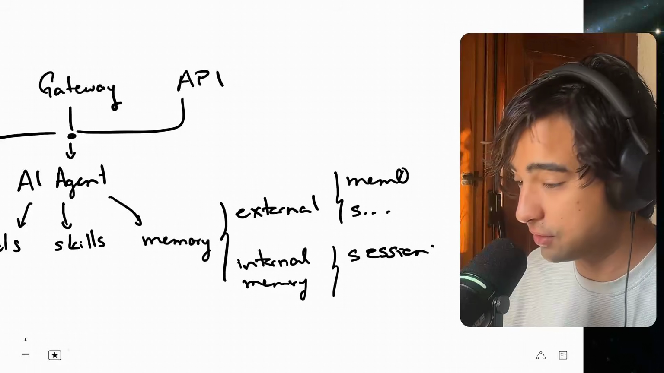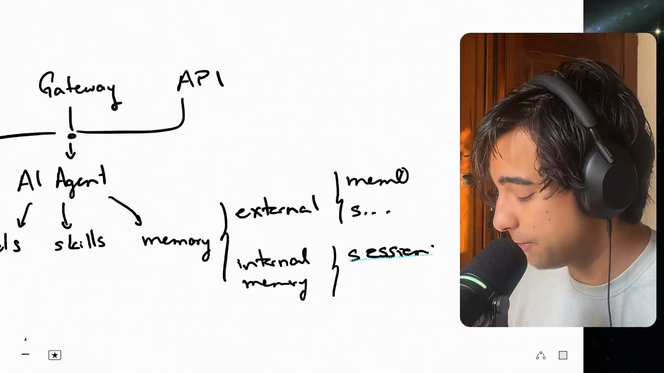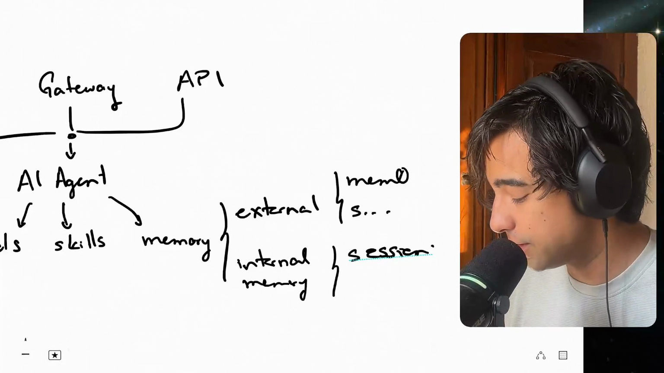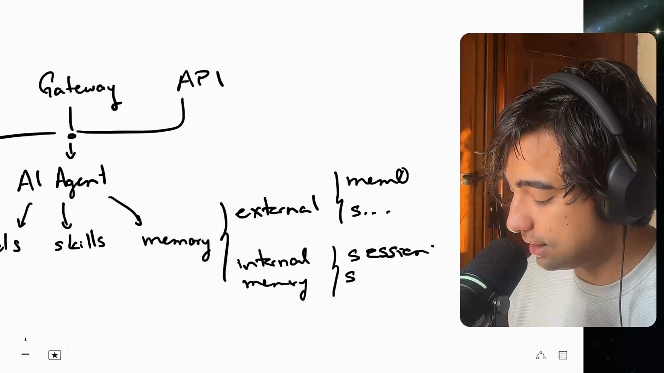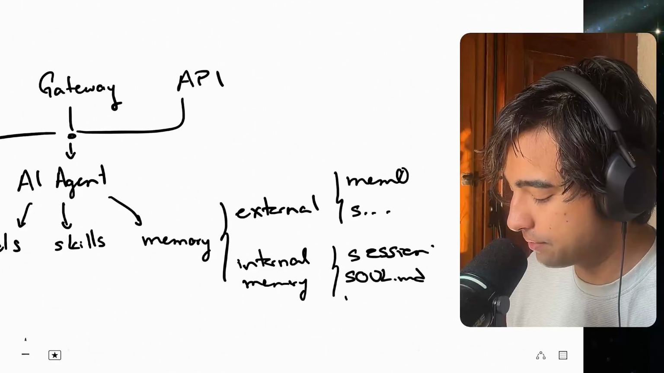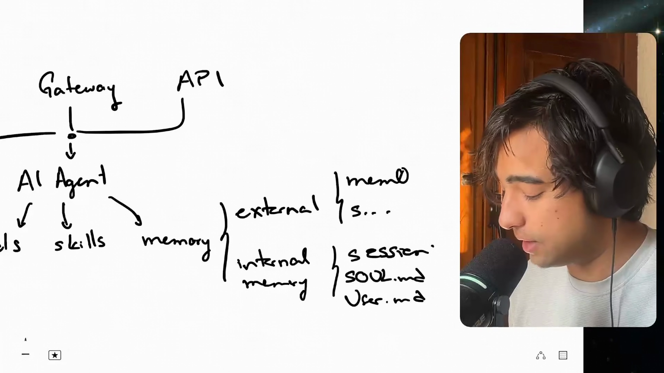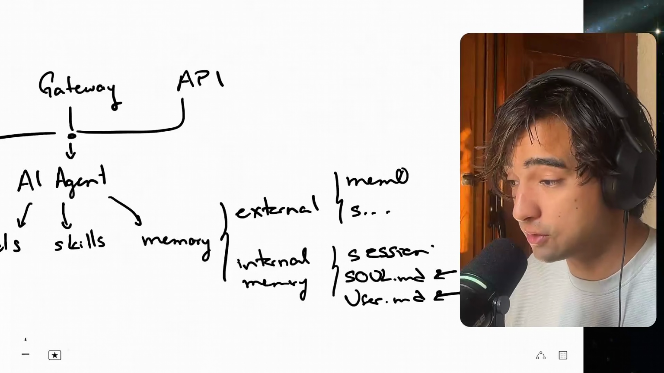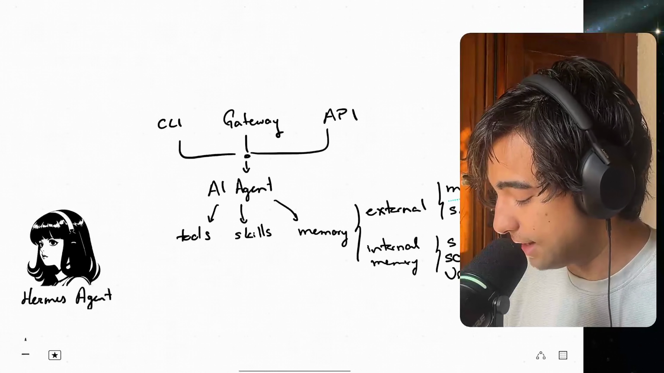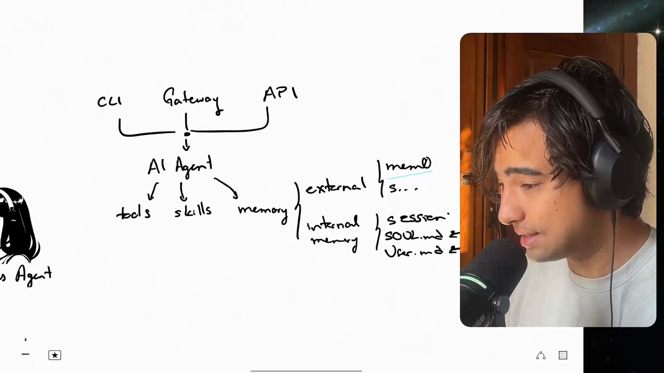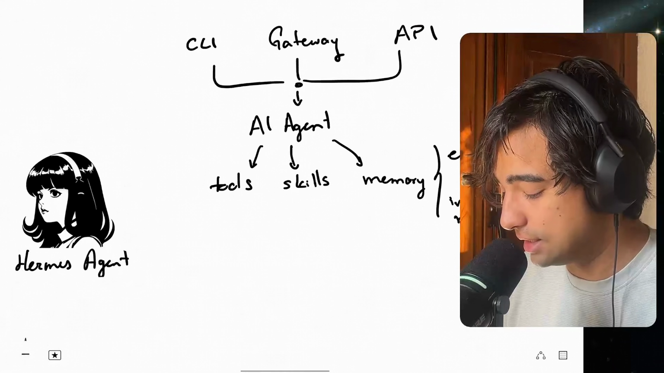So every conversation is stored in your AI agent in its internal memory in the form of a session transcript. And there are also other files that it can modify, such as its soul.md and its user.md, that tell the agent information about its personality and about the user that is currently using it. Okay, so these are the main elements of the entire system. As you can see, it's actually very simple, but we're going to be taking a look at them a little bit more in detail in just a moment.